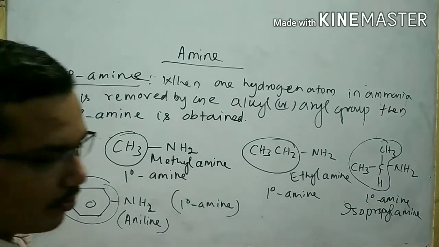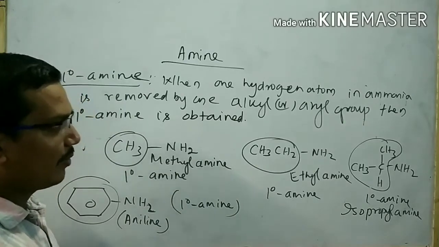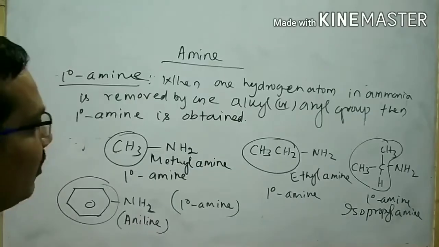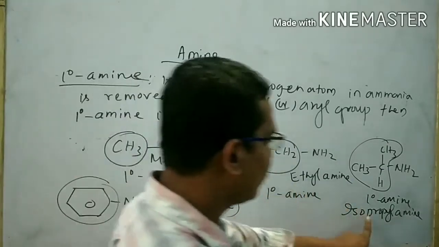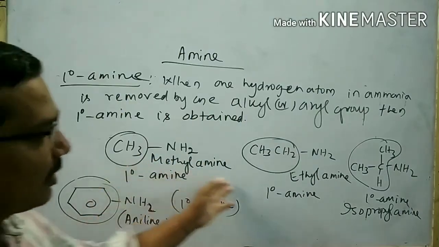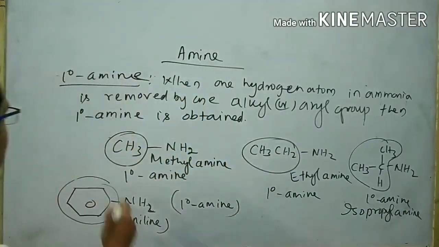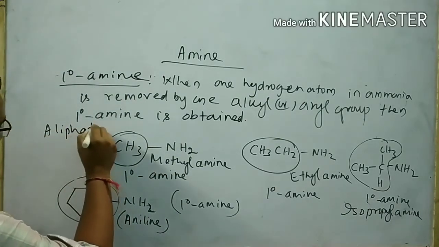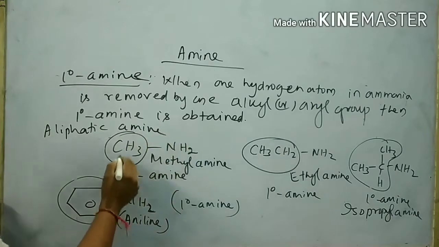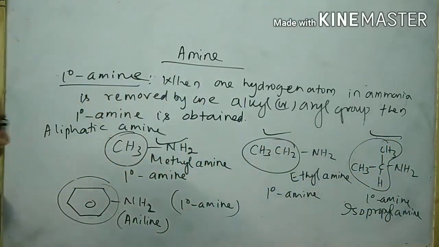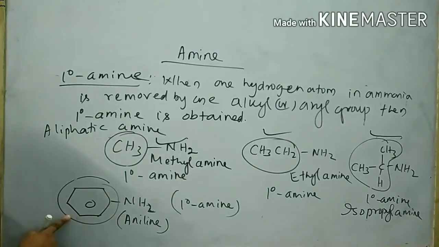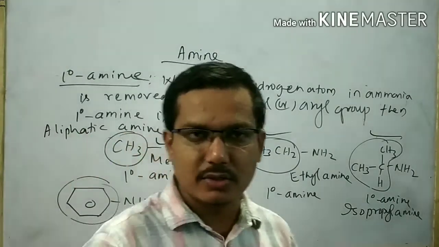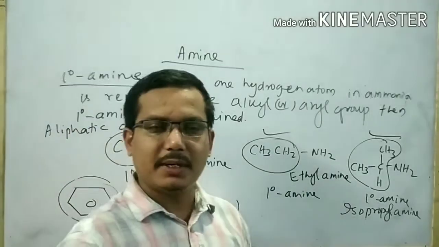That means from these examples it is clear that when one hydrogen atom in ammonia is removed by one alkyl or aryl group, then 1 degree amine is obtained, whether you take aryl or alkyl. Methylamine, ethylamine, isopropyl amine are 1 degree amines, but they belong to aliphatic amine. That means these three examples are aliphatic primary amine. This is said to be aromatic primary amine. Amine can also be classified into two types: one is aromatic amine, another is aliphatic amine.